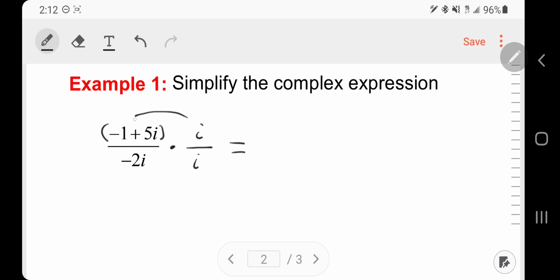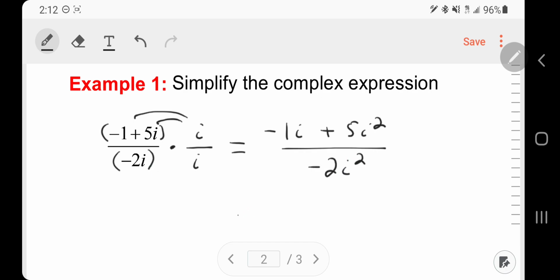Okay, so on the top it is distributive property. I'm going to distribute that i into our parentheses. So negative 1 times i is a negative 1i. And then 5i times i is going to be a positive 5i squared. Right, in our denominator it's negative 2i times i, which is going to give me a negative 2i squared.